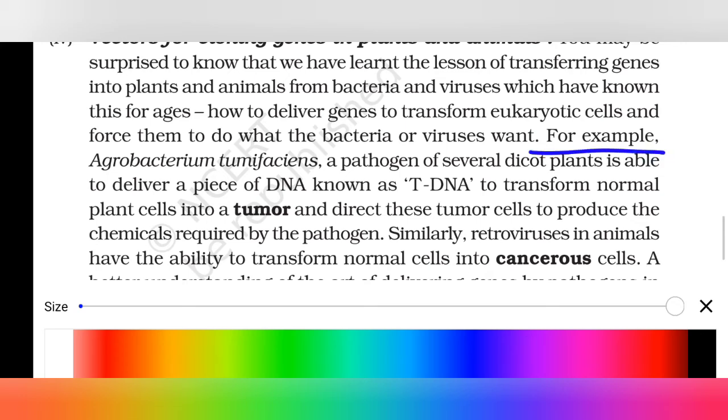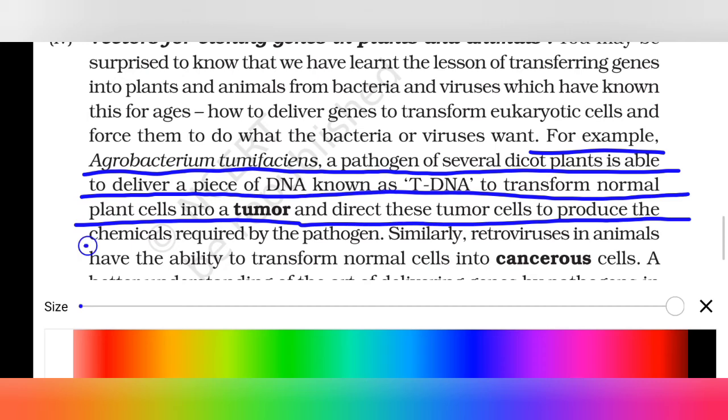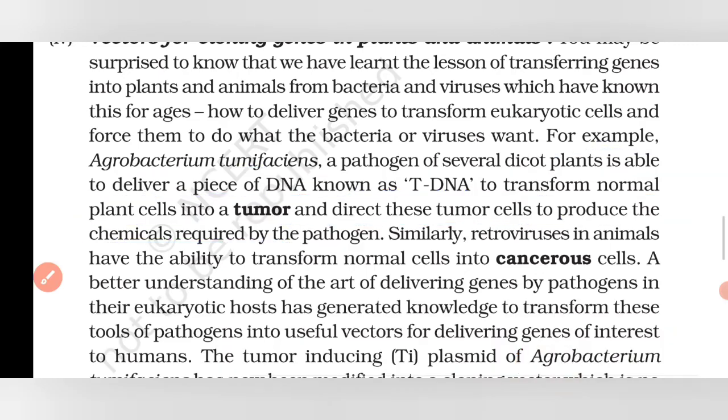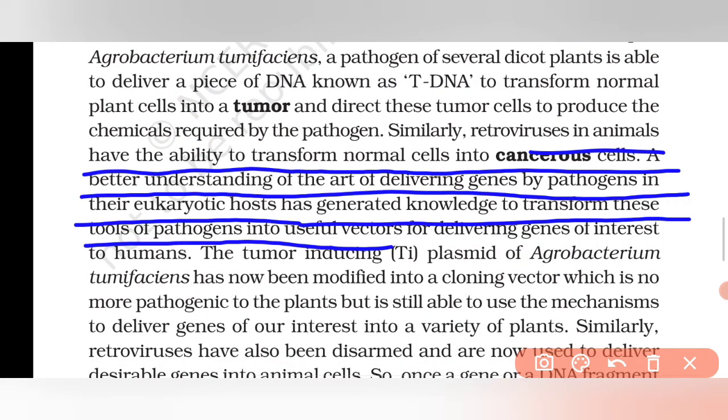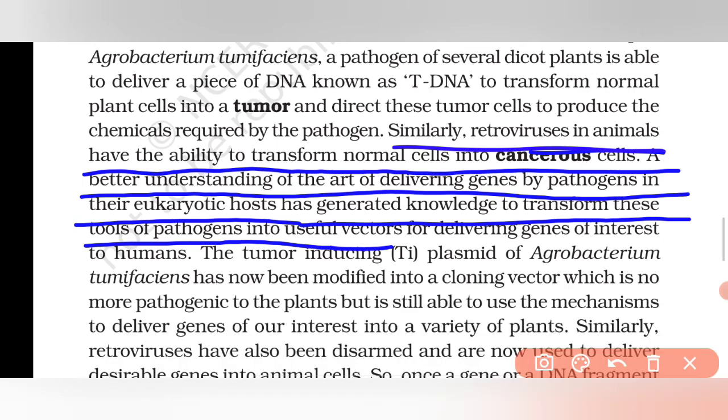So mark this. Agrobacterium tumefaciens, a pathogen of several dicot plants, is able to deliver a piece of DNA known as the T-DNA to transform normal plant cells into tumor cells and direct these tumor cells to produce the chemicals required by the pathogen. Similarly, in animals, we use the retroviruses. Retroviruses in animals have the ability to transform normal cells into cancerous cells.